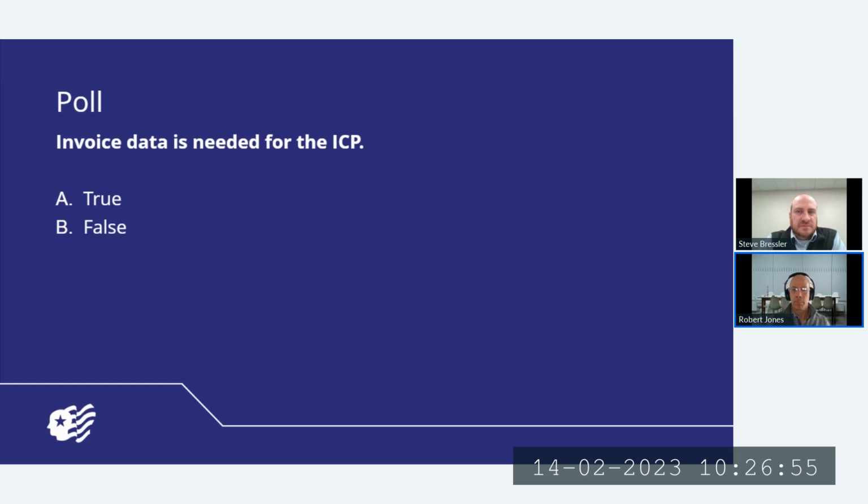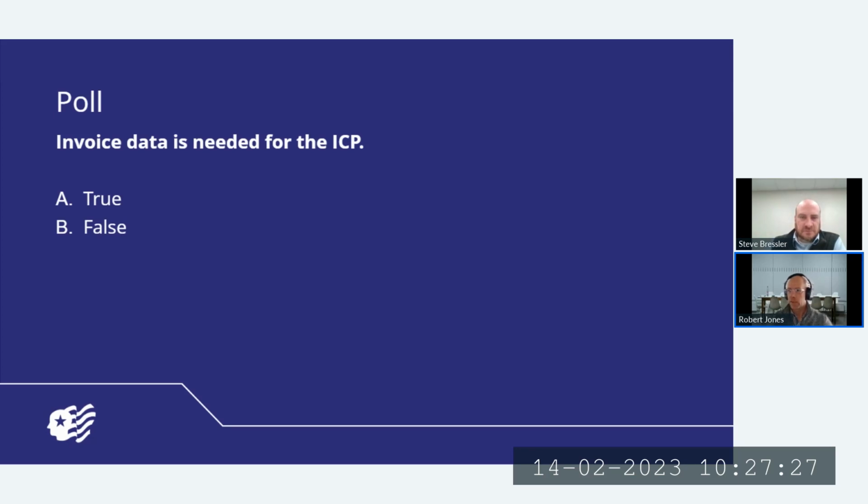So it looks like most everybody got it correct. Invoice data is needed for the incurred cost proposal. Remember that that's going to be the stuff that flows through on Schedule I, and that invoice data is going to be for our cost type contracts and for our T&M contracts. Now, we don't provide in the incurred cost proposal the invoice information for our fixed price or our commercial contracts, but we do need it for the other contract types.